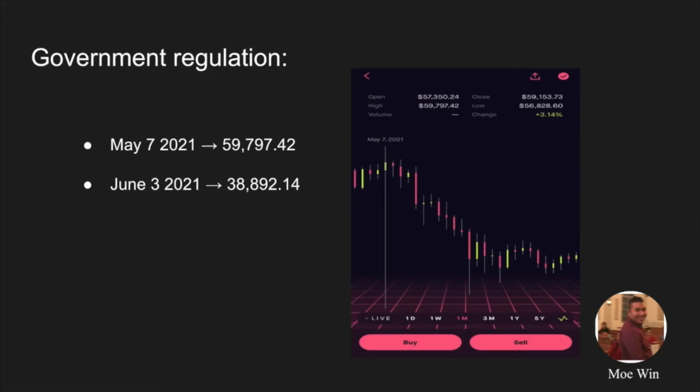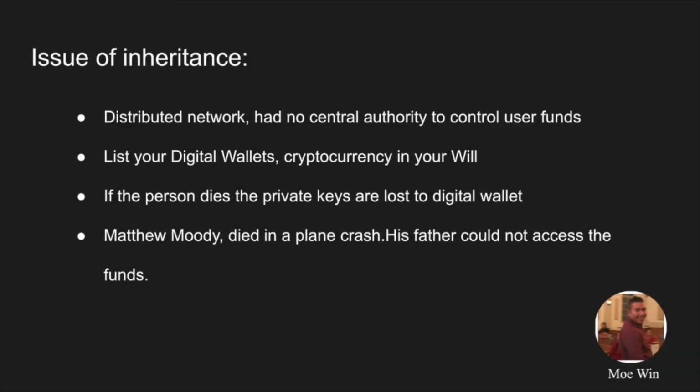And the crypto inheritance. Cryptocurrency is a decentralized, distributed network, with no central authority to control user funds. It also offers a lot of freedom, but if the crypto owner passes away or something happens, who can inherit it? And here's a true story. It happened in 2018.